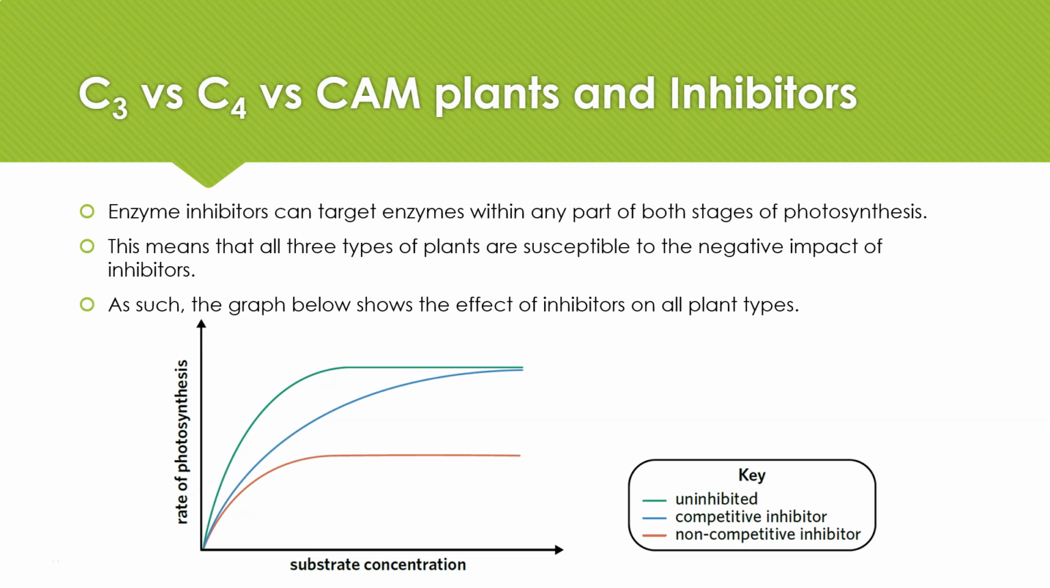So that fits in with what I was saying before about increase in substrate concentration and how you can overcome a competitive inhibitor but not a non-competitive inhibitor. So that's how inhibitors can affect the rate of photosynthesis.